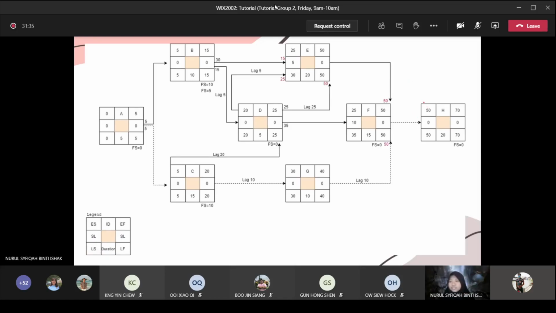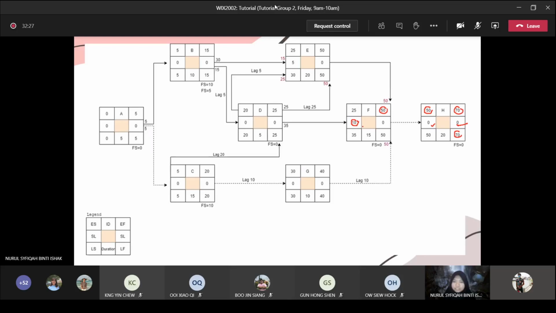To calculate the total slack, we take this one minus this one, so 70 minus 70 is equal to 0. So there's no slack here. For the free slack, same with this, 50 minus 50, the slack is 0 also. And then for activity F, the total slack, this one minus this one, is 0. So the free slack for H and F is 0. For another example of free slack, this one is 50 minus 50 is 0. Meanwhile, this 35 minus 25 is 10. So the slack for activity F is 10.